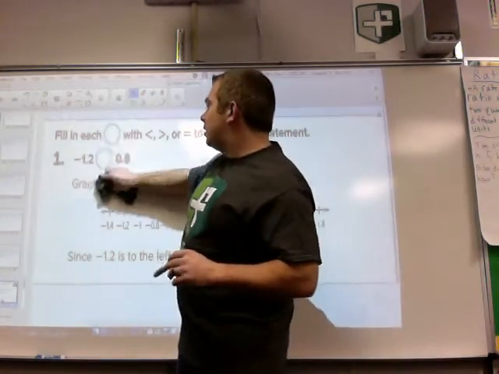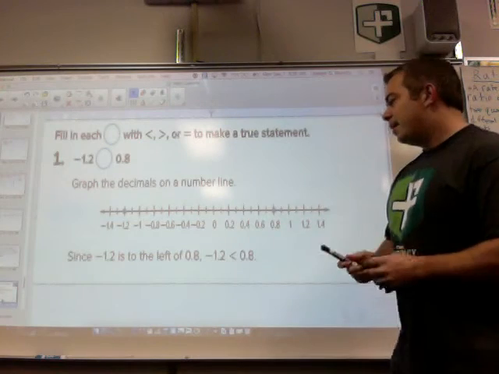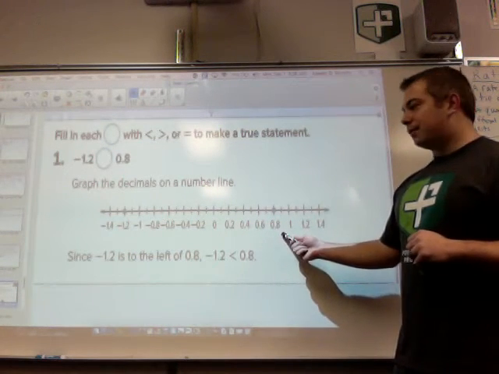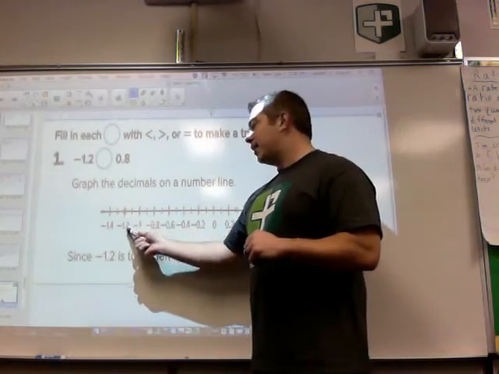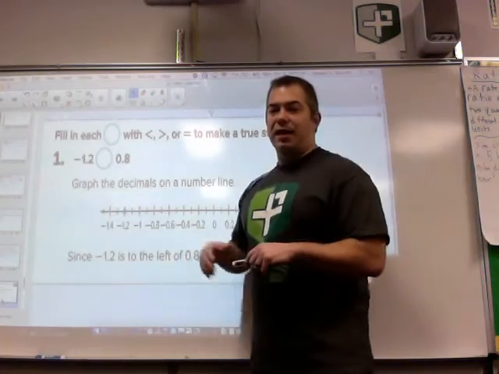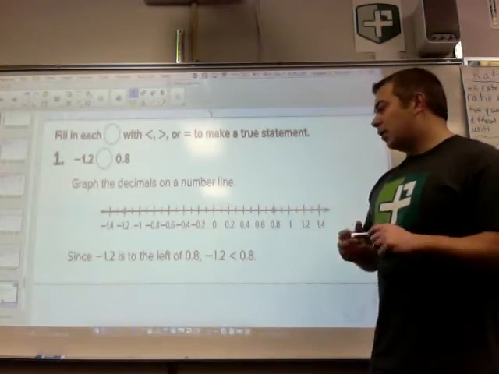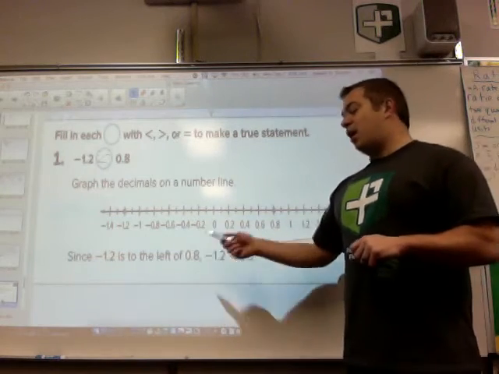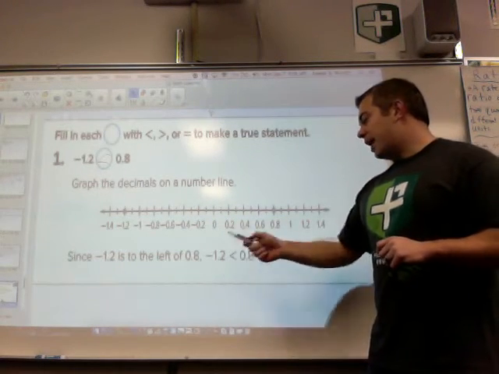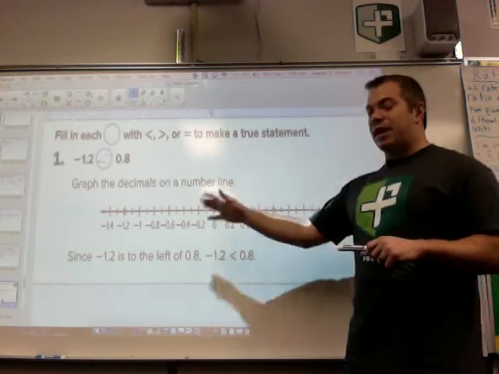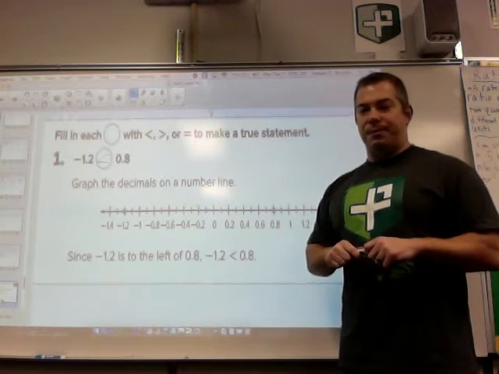But you might want to put a number line in your head. And if there's 0, and I have 8 tenths or 0.8 all the way to the right, negative 1 and 2 tenths or 1.2 all the way to the left, the further left you go on the number line, the smaller you are. So, since negative 1.2 is to the left of 0.8, negative 1.2 is less than 8 tenths. All right, so further left you go, the smaller you are.